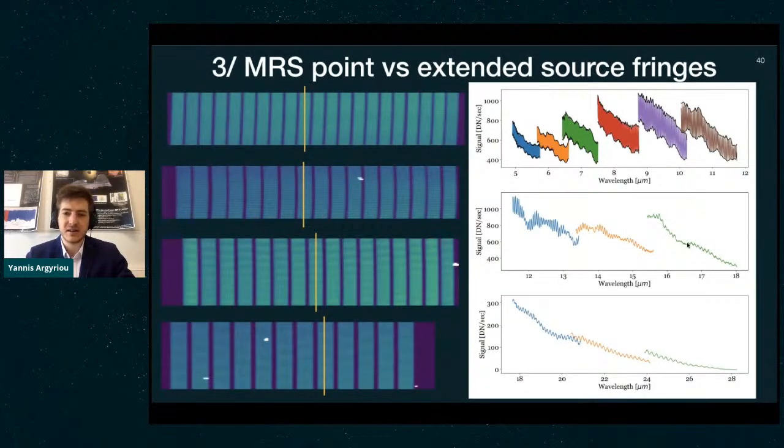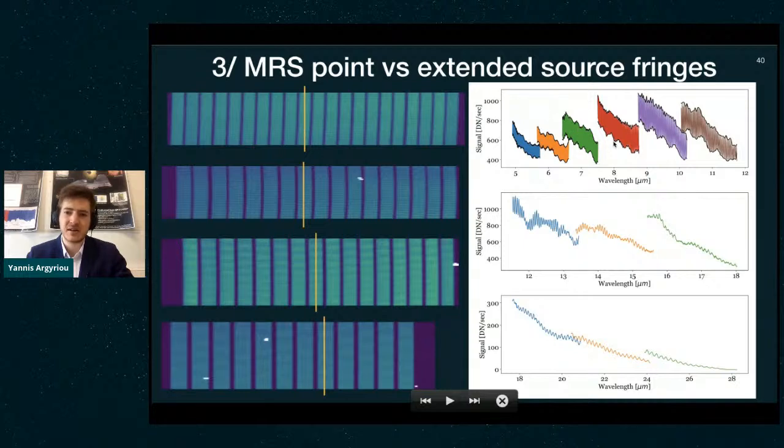In this presentation, I was going to talk about the difference between point source and extended source fringes. On the left-hand plot, I give you a qualitative idea of how we can extract spectra from our detector images by basically taking a column of pixels and plotting the wavelength information of each one of these pixels as a function of the signal.